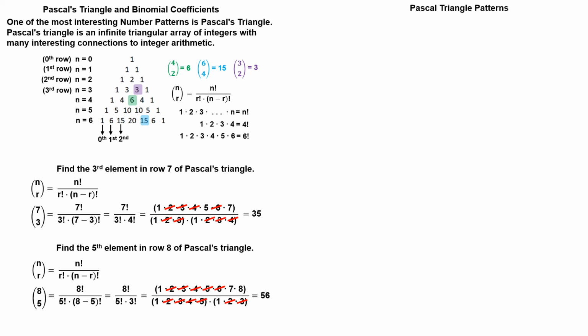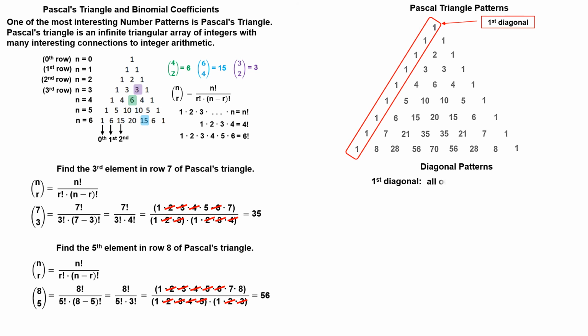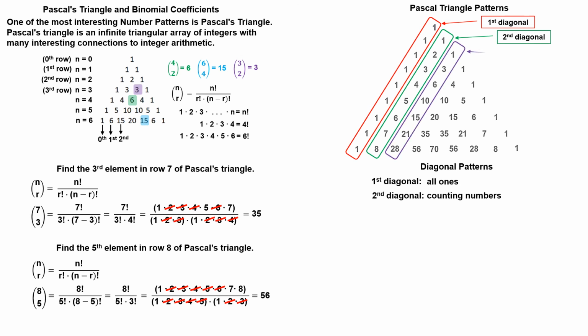Pascal's triangle patterns. Now that we have seen how Pascal's triangle works, let's see Pascal's triangle patterns. What patterns can we see on the diagonals? First diagonal: all ones. Second diagonal: counting numbers. Third diagonal: triangular numbers.